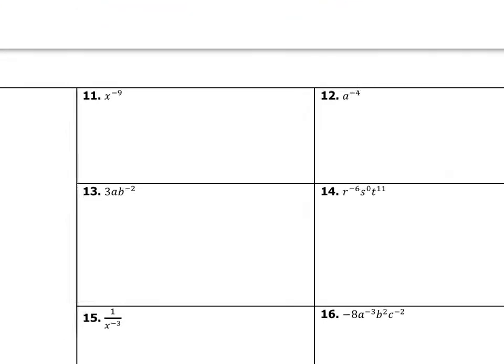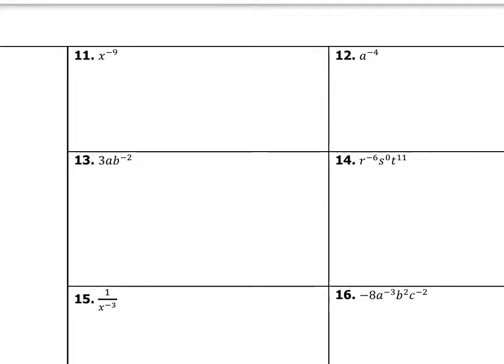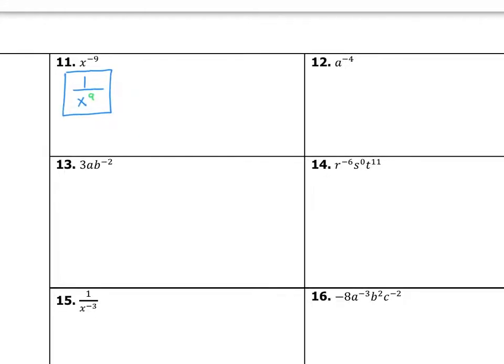All right, on the backside, we're throwing some variables into the mix now. Number 11, x to the negative 9th. Negative exponent, I'm going to use my second rule and rewrite this as 1 over x to the positive 9. And that's all I can do when my base is a variable, is just rewrite it using the rule. Same thing for number 12. A to the negative 4th would become 1 over a to the positive 4th power.